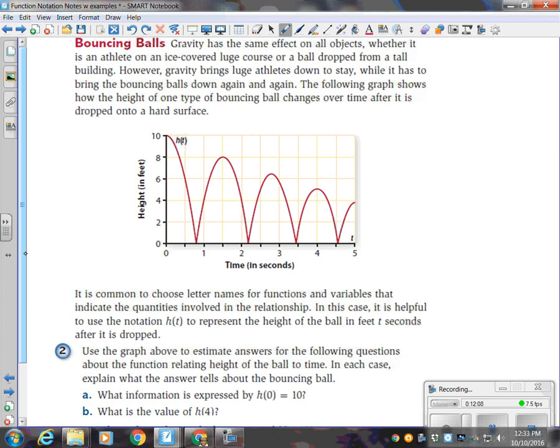The following graph shows how the height of one type of bouncing ball changes over time when it's dropped on a hard surface. Can anybody tell me how high we started on this dropping ball? Okay, so everybody see that this would have been the starting point. So we started at a height of 10. Okay, height is on the Y-axis, or now we call it the F of x axis. Is everybody good? What's being graphed on the x-axis? Time. So it's just about paying attention to your axis and understanding what we're talking about.